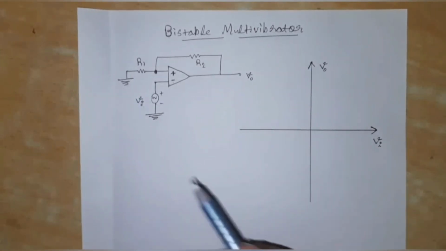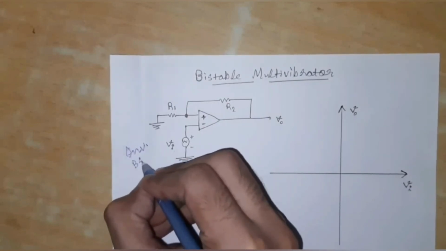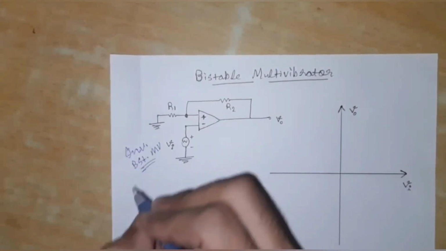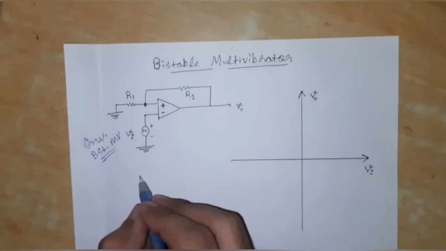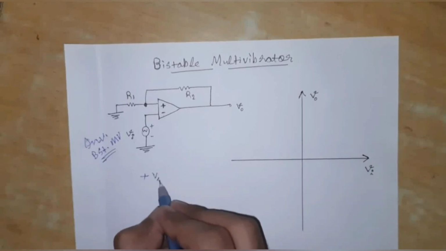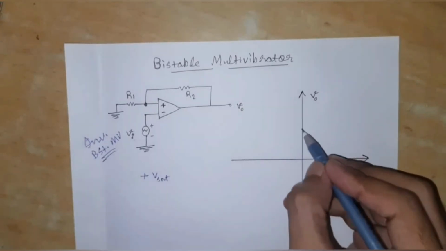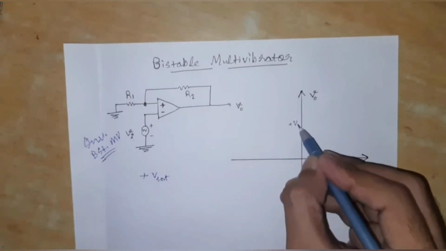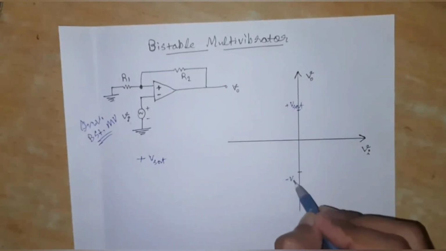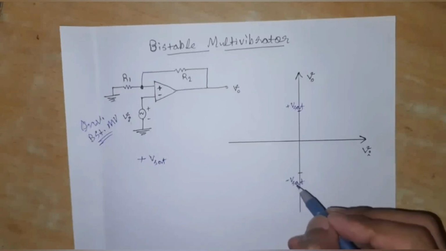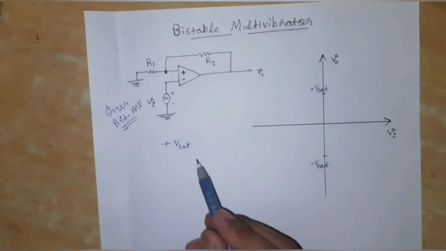Okay, so moving on with the inverting bistable multivibrator. Now we shall start by supposing that the V output is initially at plus VSAT. Let us mark it on this transfer characteristics graph. V0 is at plus VSAT, and later on we will be using minus VSAT. It is not accurate, not to scale, just for demonstrative purpose. Okay, so it is plus VSAT initially.